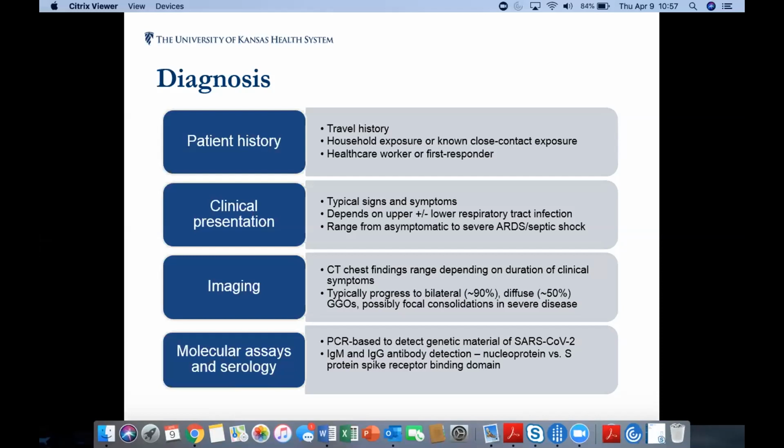Molecular assays are very important in our diagnosis. Most institutions are using PCR-based assays to detect RNA genetic material from SARS-CoV-2. There are also some humoral assays looking at humoral immunity, so IgM and IgG antibody detection. Some labs are in the process of developing those tests as well.